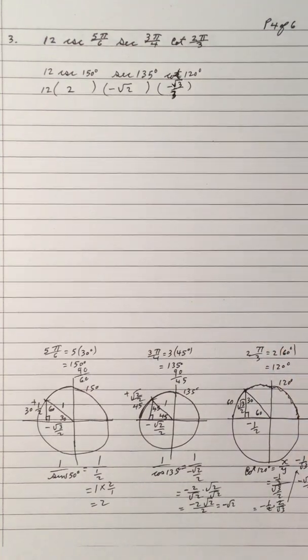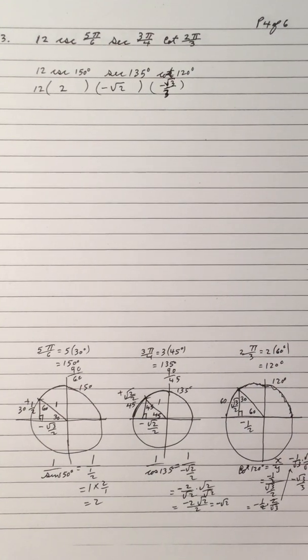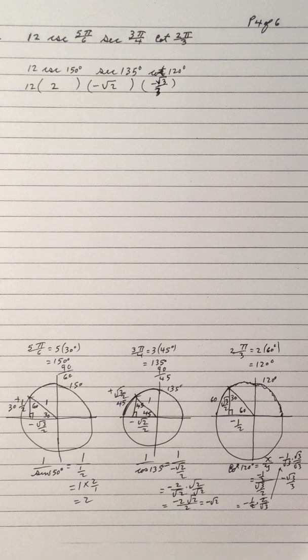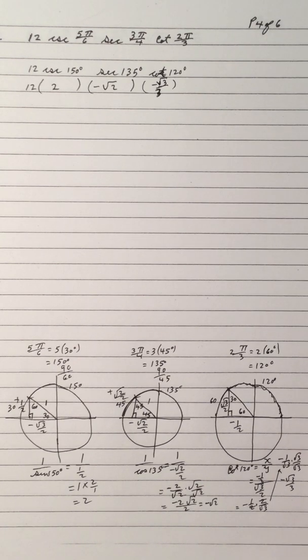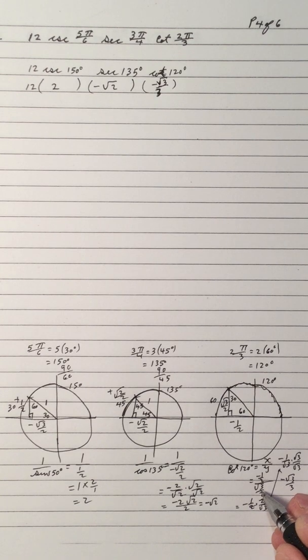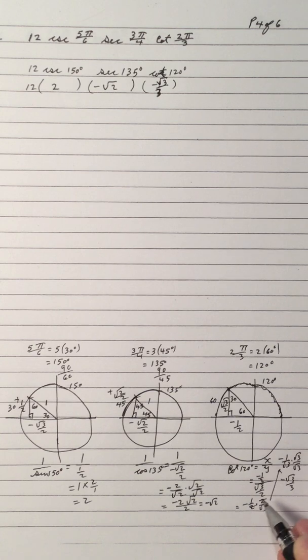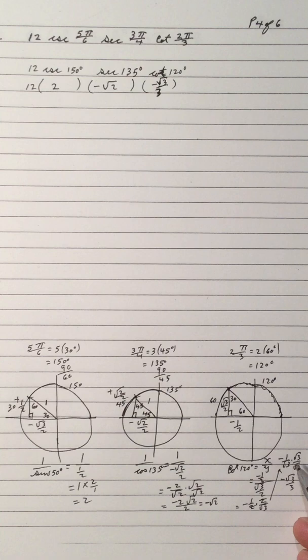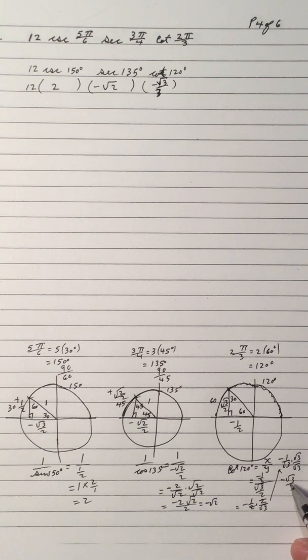Just had to be careful. Just move that over a bit so you can see it there, because I was writing and not looking. So I have x over y, negative a half over root 3 over 2. So that's negative a half times the reciprocal, 2 over root 3, 2's cancel. And I get negative 1 over root 3 times root 3 over root 3, because you can't have a radical in your denominator. So that gives me negative root 3 over 3.